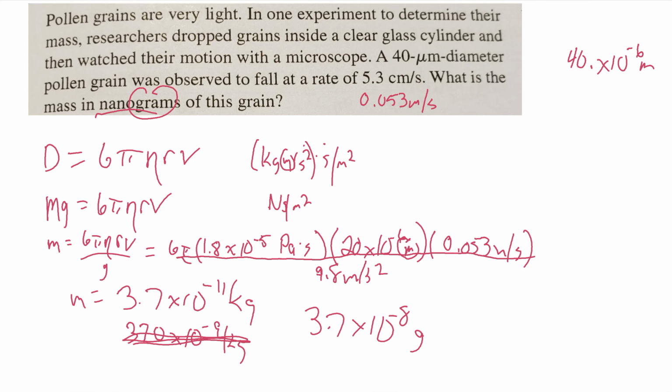Which way do we have to move to get to 10 to the negative 9th? The decimal wants to go to the left, but we're going to move it to the right to make 10 to the negative 9th, because that's what we need in order to have nanograms. So we're going to make 37 times 10 to the negative 9th grams, and now we have 37 nanograms, and we're done. Okay?